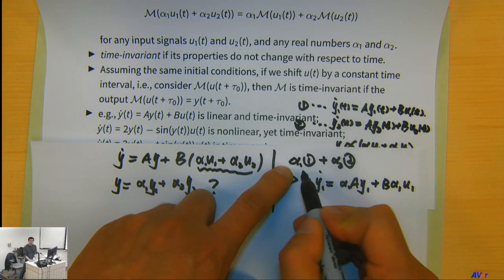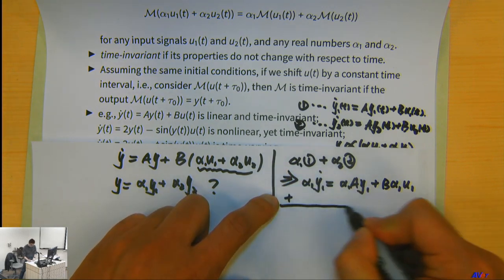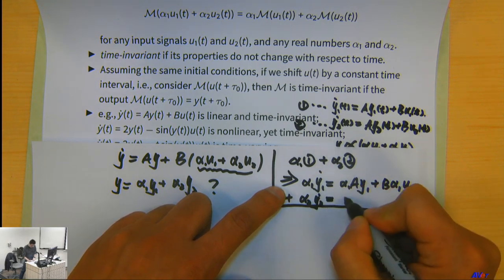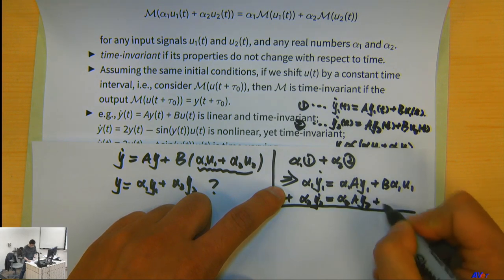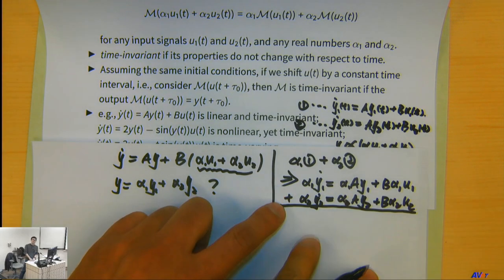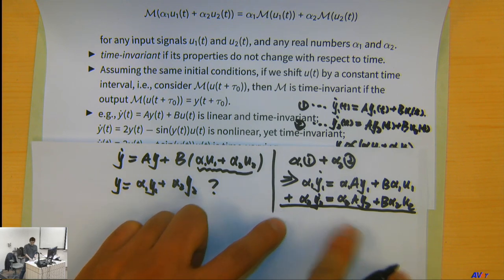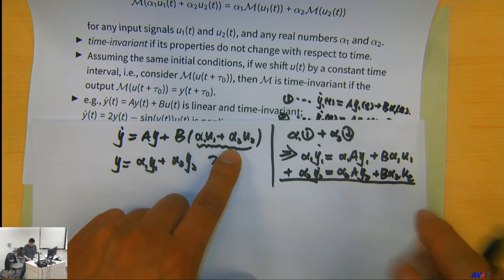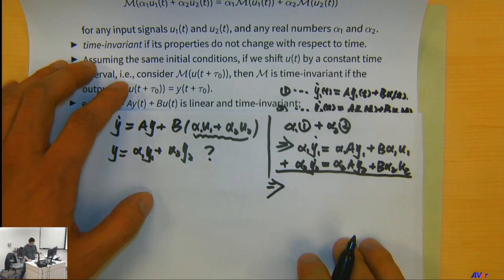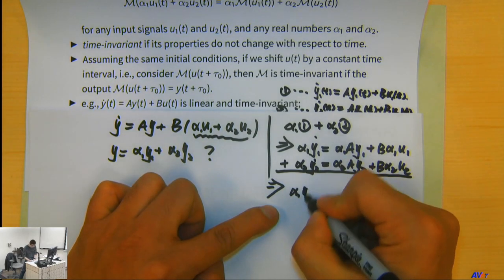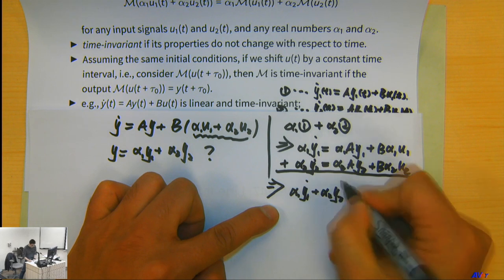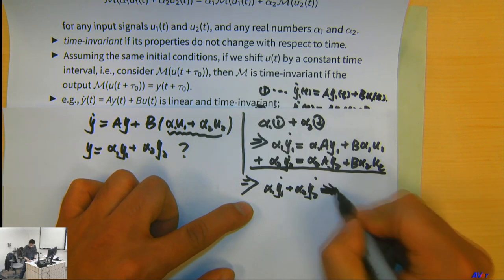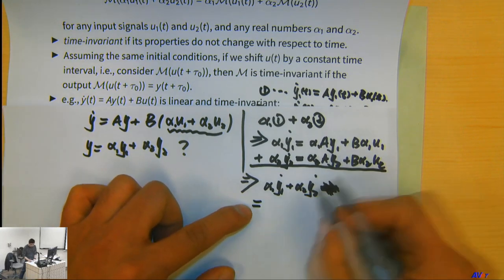Then this is alpha 1 times the first equation plus alpha 2 times the second equation. So that's how the second equation multiplied by alpha 2 looks. Adding them up, I immediately get this from the right-hand side. So what I'm going to get out of here is alpha 1 y1 dot plus alpha 2 y2 dot, I'm going to write it on the second line, equal to these two added up together.